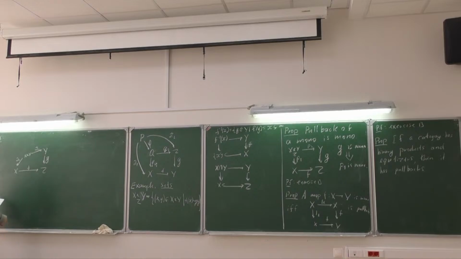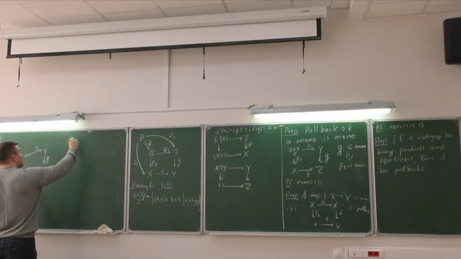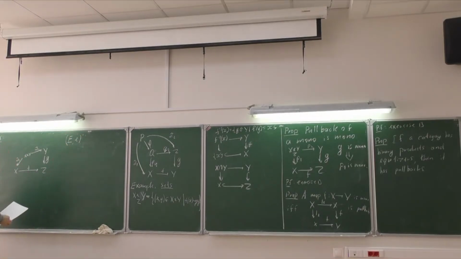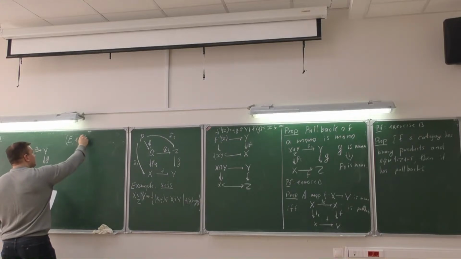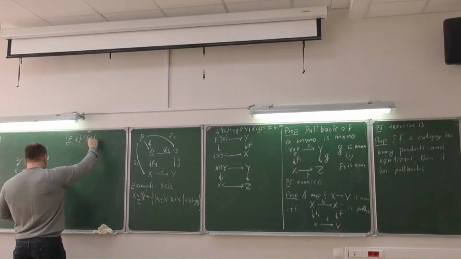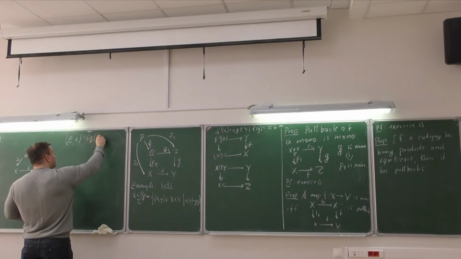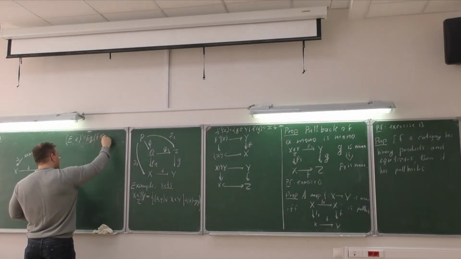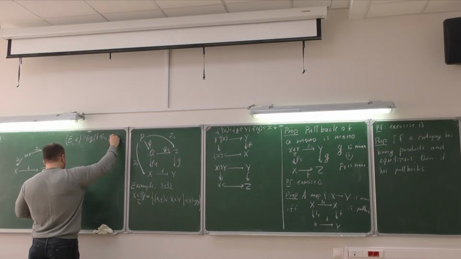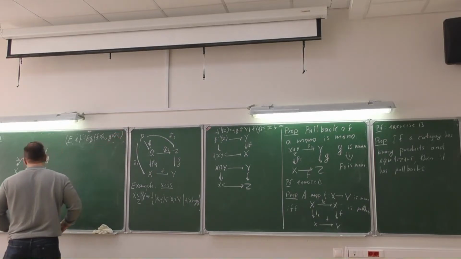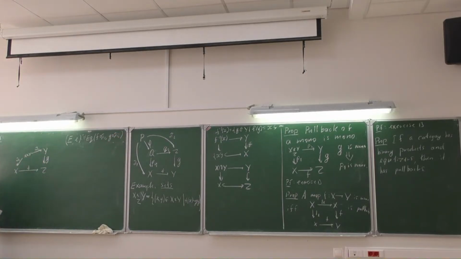Right, and then we look at the equalizer. So let's say E, with the map little e, is the equalizer for the following maps: F composed with pi1 and G composed with pi2. Right, so there are two maps from the product to Z. They are the same by the construction. This is just a product.